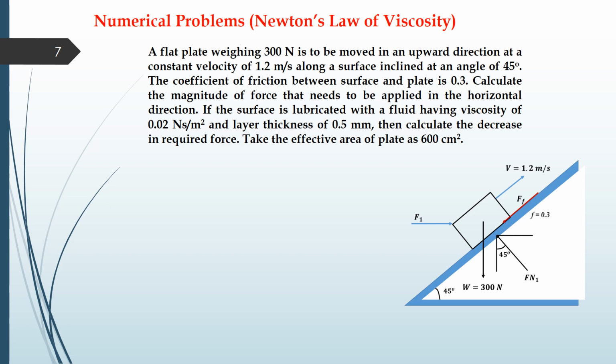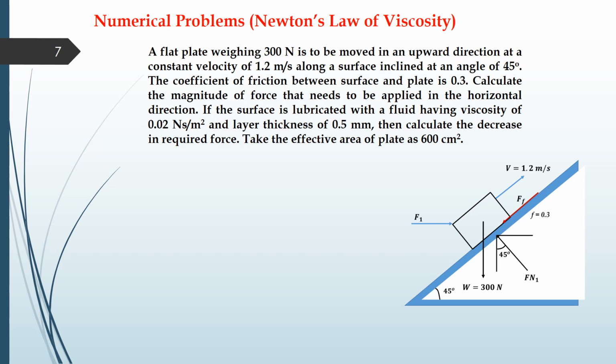So what we can see is that this is a box which is required to be lifted with a velocity of this. We have to apply a force in the horizontal direction, that is, in the first case, we denote it by F1. So the surface is inclined at an angle of 45 degrees, and the weight of the box is 300 newtons. So we will have a reaction like this.